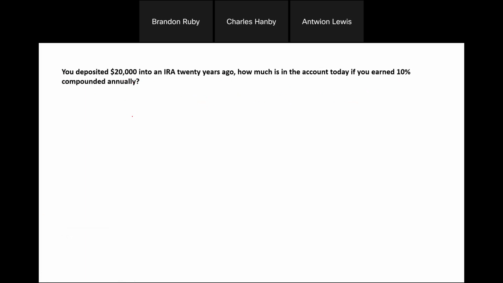So N is the number of years. It's compounding annually, so N is 20. I/Y is the rate, so 10%. PV is the amount you've deposited, and that'd be entered as a negative.